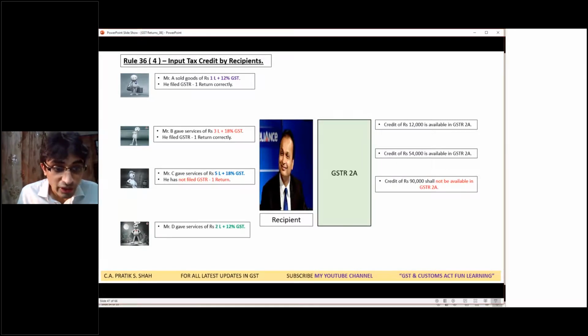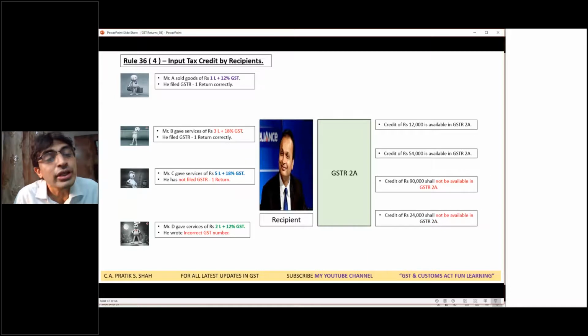Okay, but point D. Point number D. See this. He took services from Mr. D, 2 lakh plus 12%. Mr. D filed GSTR1, but instead of Anil sir's GST number, he wrote someone else's GST number. So this 24,000 also never came in recipient's GSTR2.